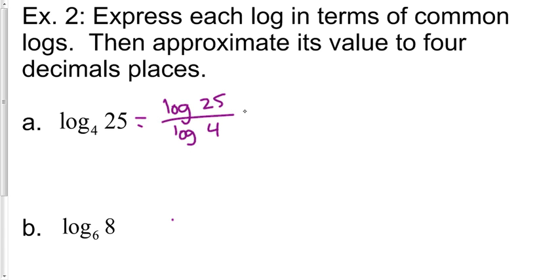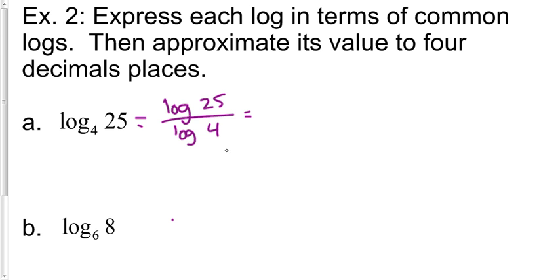Now, on your graphing calculator, you got to make sure that you type it in using parentheses in the appropriate places. So when you calculate this, you should get 2.3219. So I want you to try that and make sure that you're typing it in correctly. And again, we're rounding to 4 decimal places. So just make sure that you've got that on your calculator when you take the log of 25 over the log of 4.